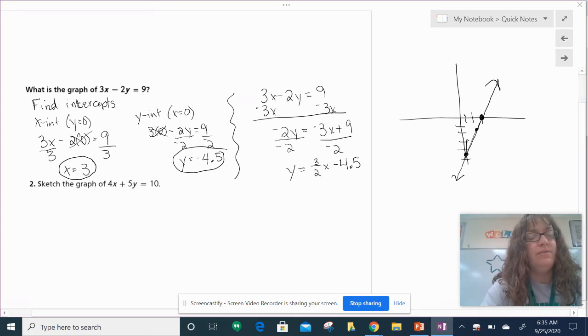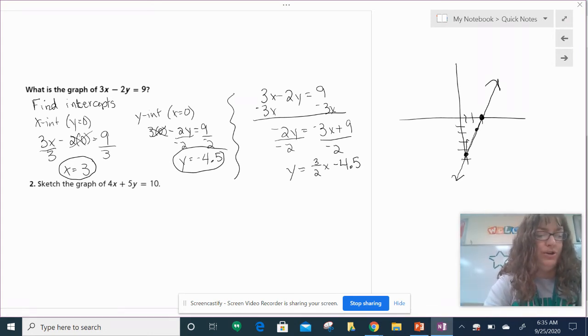Would you go ahead and pause the video for a second and work on question number 2? Using one of those two methods, graph 4x plus 5y is equal to 10.